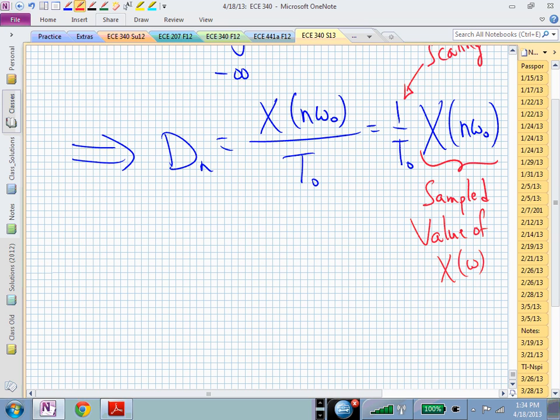And what were these D sub n's? You remember what we called those? What were the capital D sub n's? They were in our complex exponential Fourier series, right? But those were just our coefficients, weren't they? These were our Fourier coefficients. And if I just wanted to say, what is capital D sub n, then that's the coefficient for the nth harmonic.